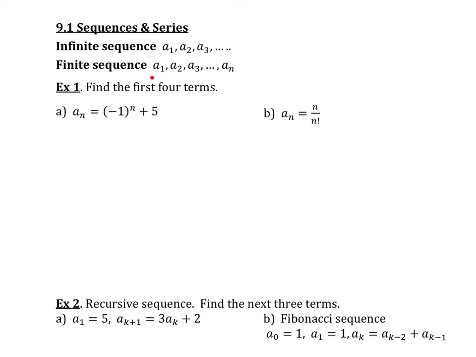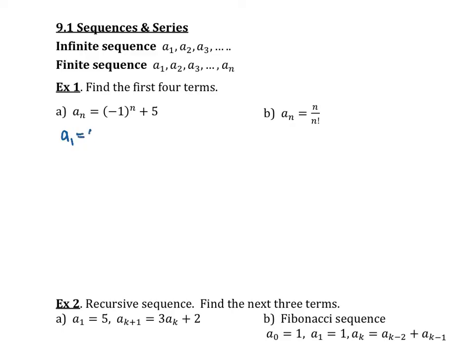A finite sequence has a first term and a next term, but then there's also a last term. Whether that's 10 terms, 20 terms, or a billion terms, it has to be finite. Okay, so for example 1, we're just going to find the first 4 terms of the sequence as defined by this formula. And we assume that we are going to start with the first term on all these sequences unless otherwise indicated. Okay, so if I want to find the first term, I indicate that as a1.